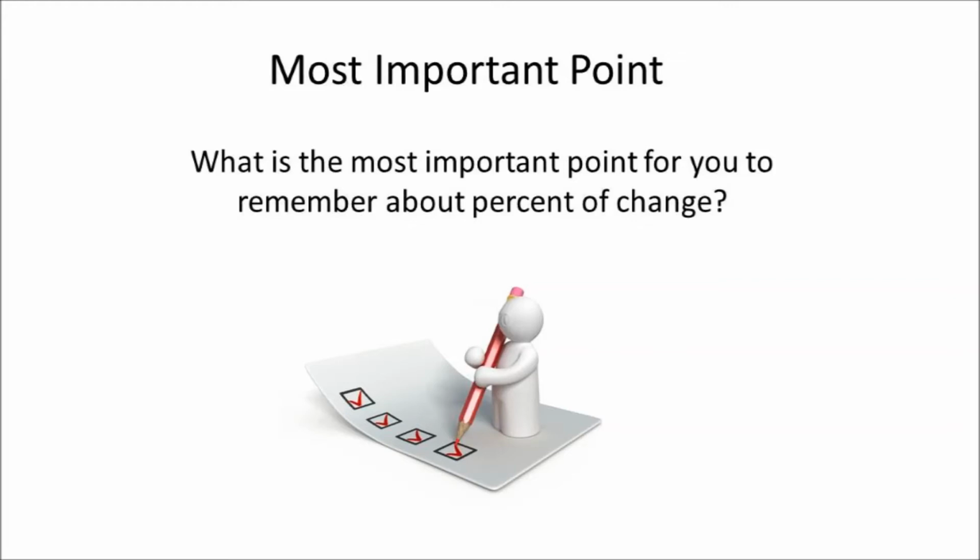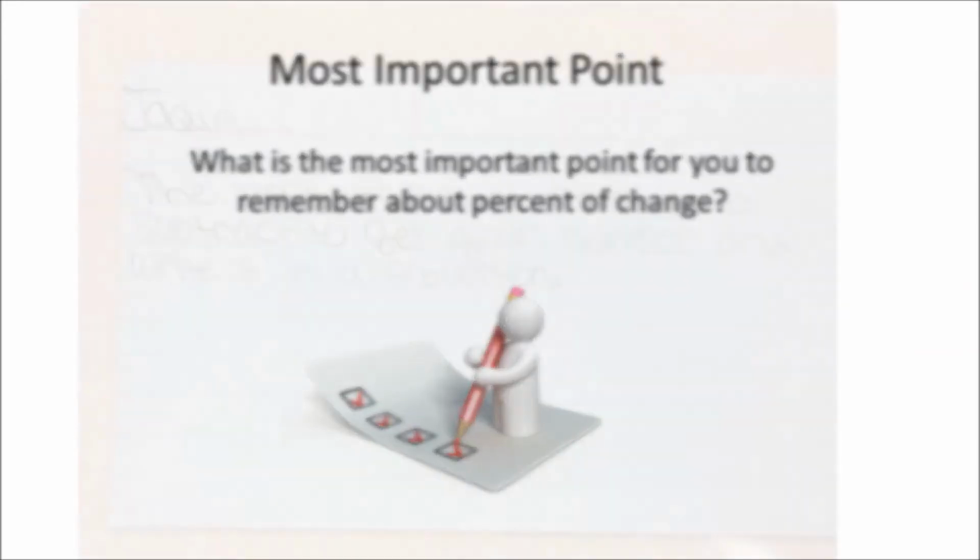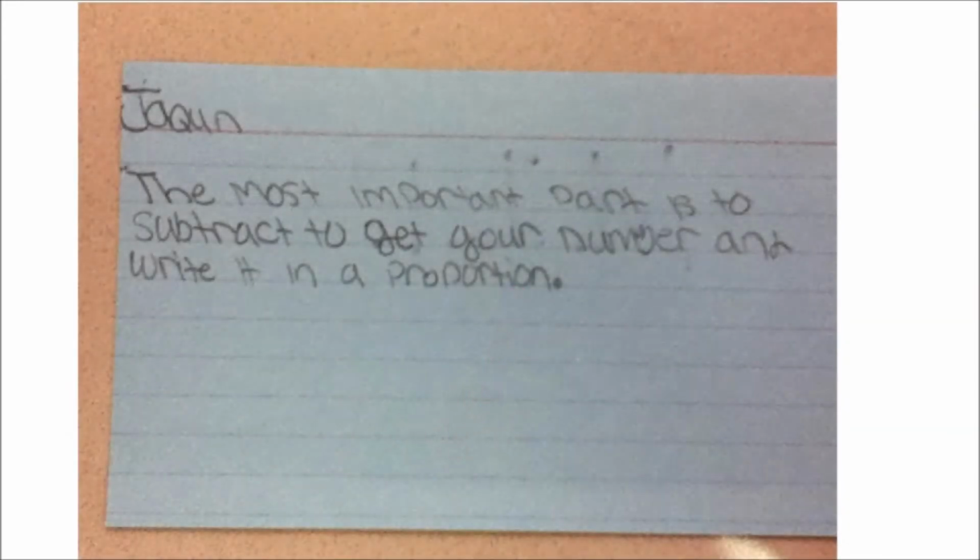This was actually their exit ticket that day. I just gave them an index card and they wrote MIP on the front and on the back, one statement. Most important part is to subtract to get your number and write, does that say it in a proportion?